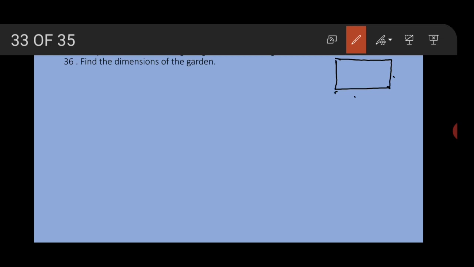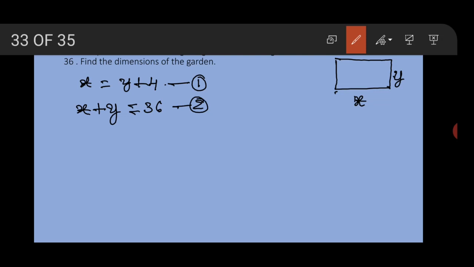Length, this side and this side together is equal to 36 meter, and length is 4 more than its breadth. Take breadth as y and length as x. So length is equal to what? 4 more than its breadth. This is one equation. And x + y = 36 meter. This is equation number 2.